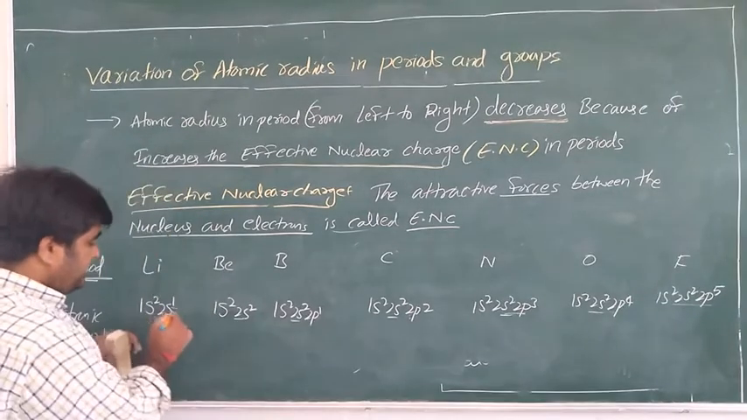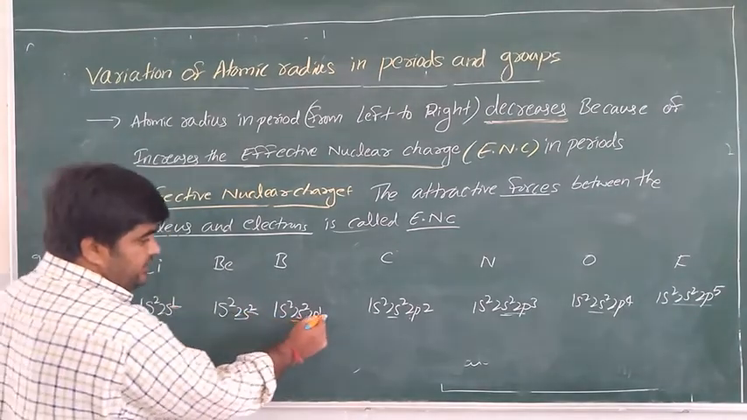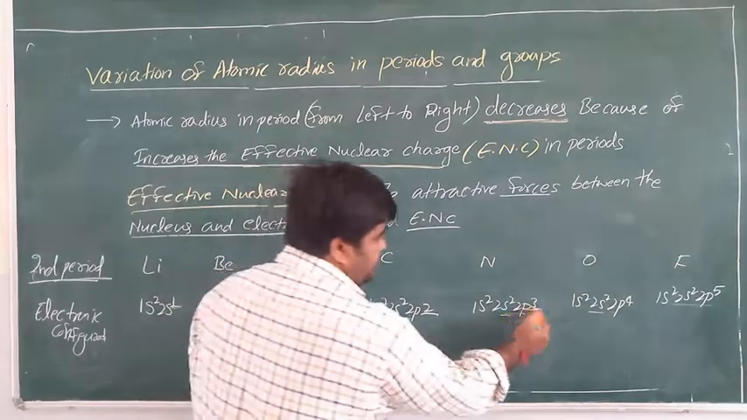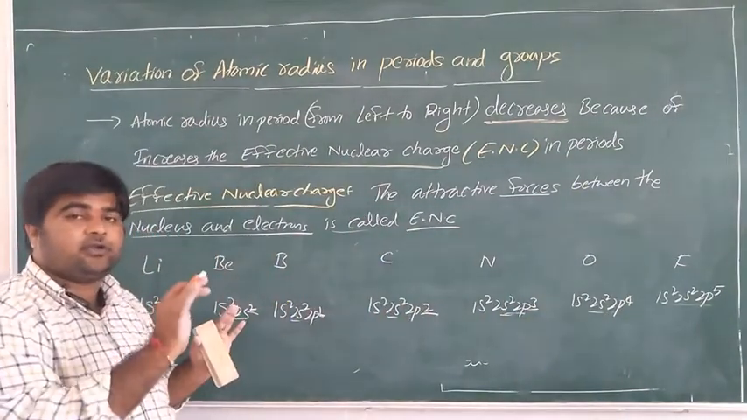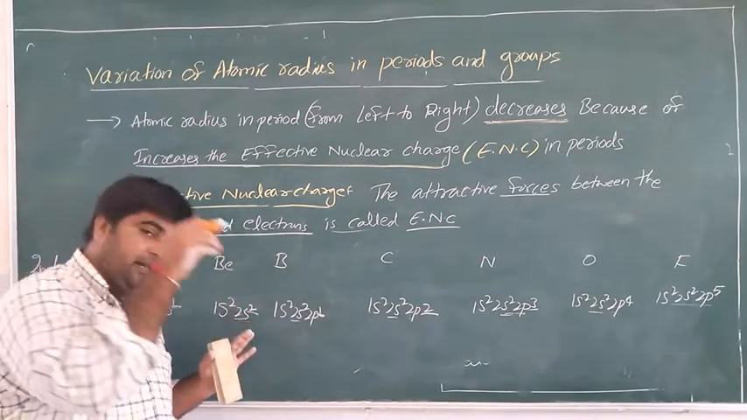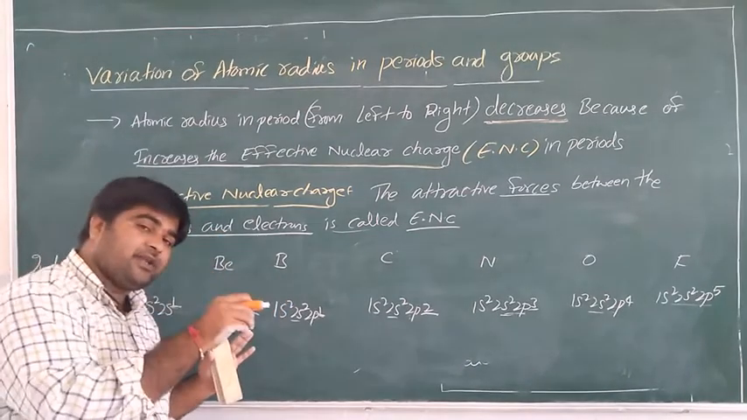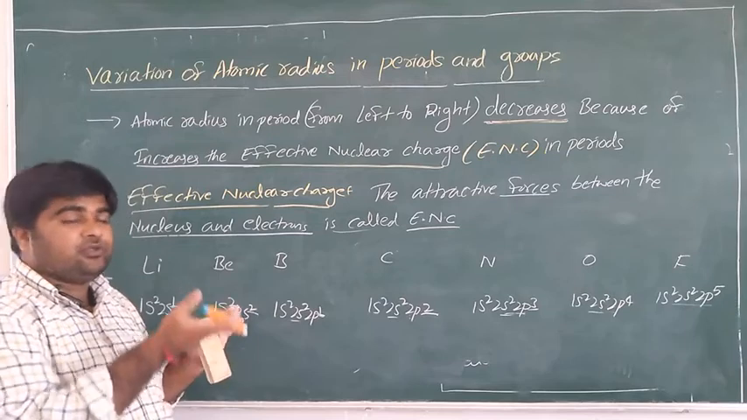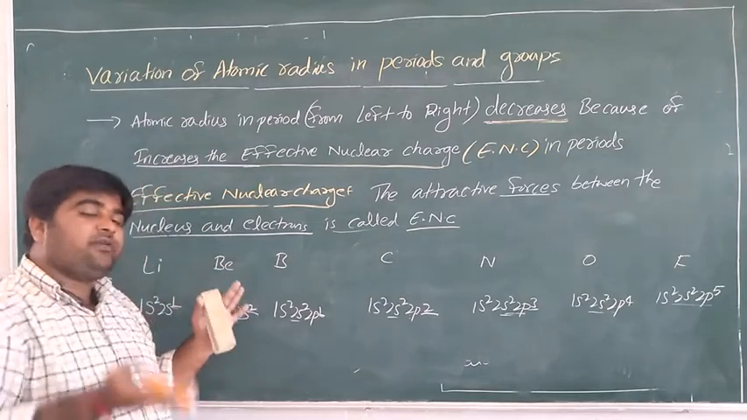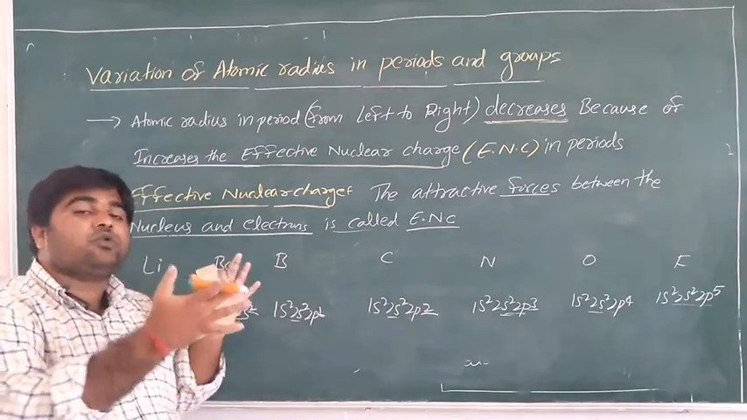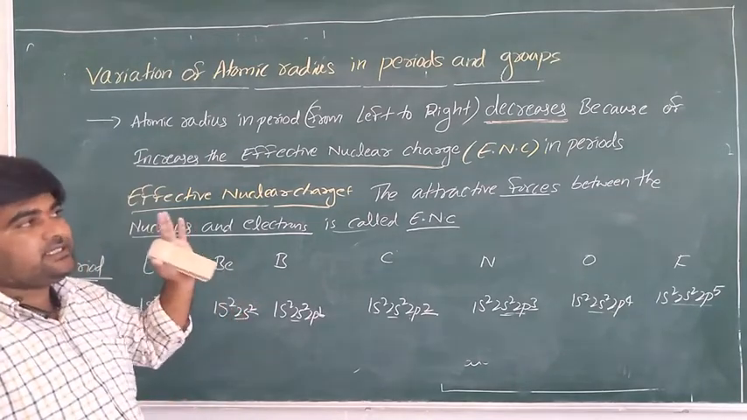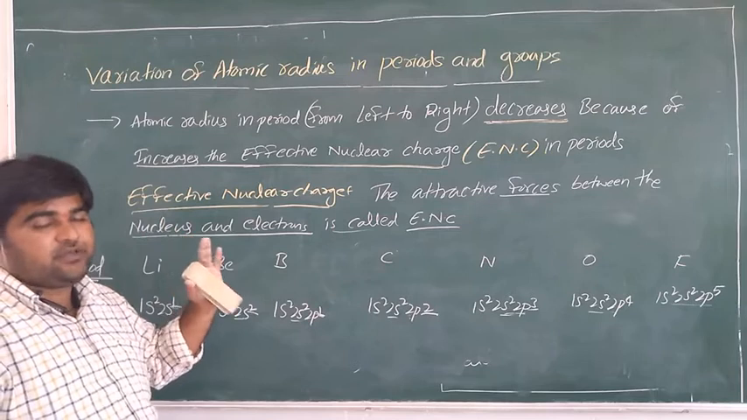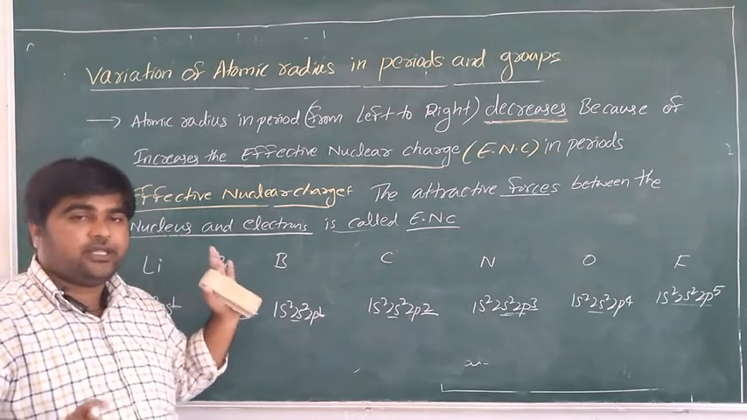Here the electrons enter the same energy level. In the second period, all electrons enter the second shell only. So the electrons are filled in the same energy level, and along with that the nuclear charge also increases. Whenever the nuclear charge increases, the attractive forces are more. That's why the atomic radius decreases in periods because of the increasing effective nuclear charge.